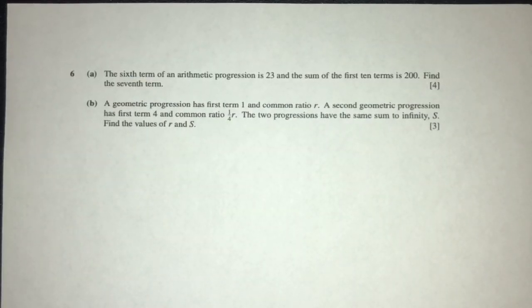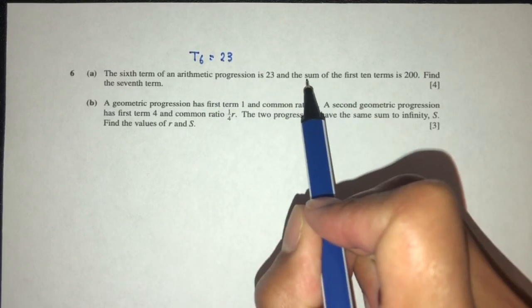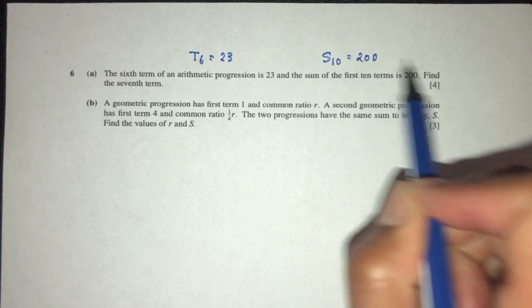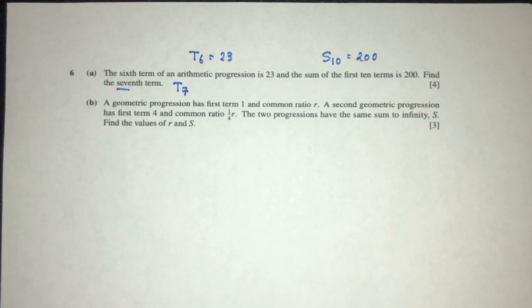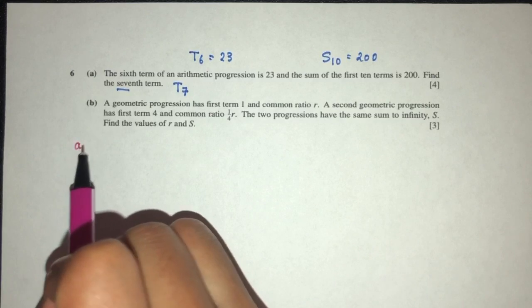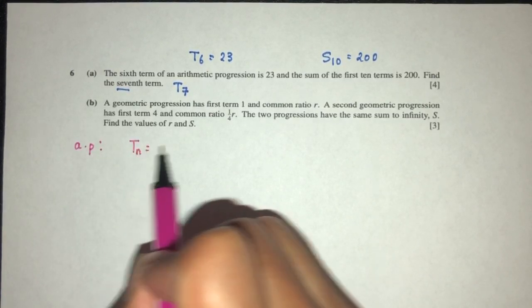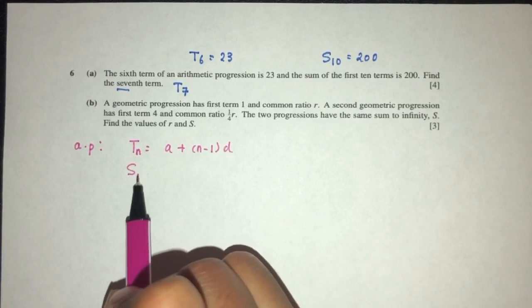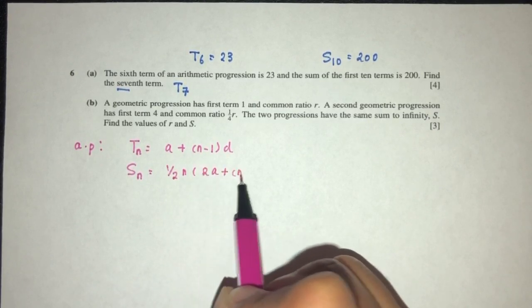The sixth term of an AP is 23, and the sum of the first 10 terms is 200. We have to find the seventh term, T of 7. We already know the type of progression we have. It is an AP, so we can write down all the formulas we know about the AP. The nth term is given by a plus n minus 1 times d. The sum of the first n terms is half n times 2a plus n minus 1 times d.